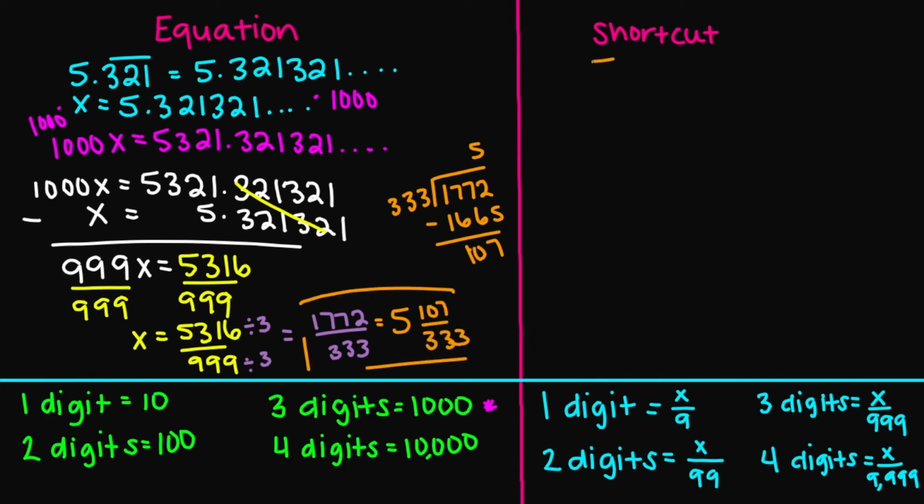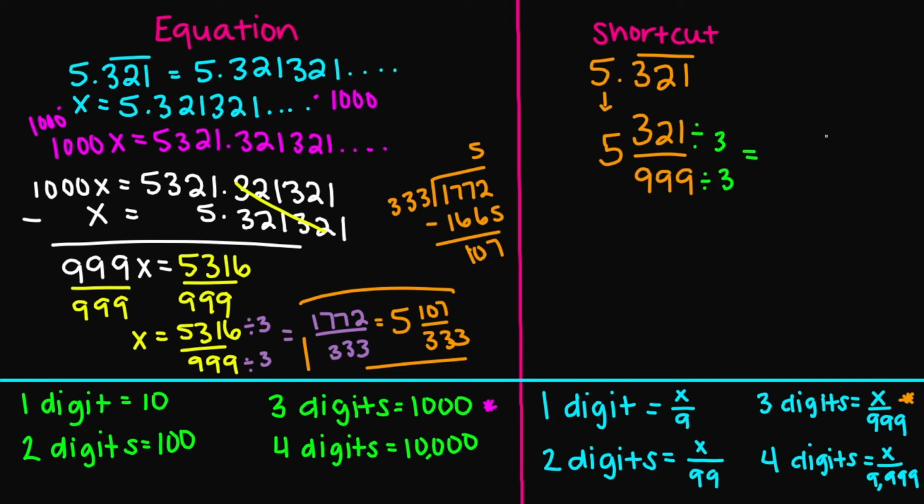So let's go ahead and try the shortcut way. 5.321 repeating. Since I have 3 digits that are being repeated, I'm going to put my number over 999. So I'm going to put 321 over 999. And then I'm just going to bring my 5 down here. However, I can simplify this because the number 3 goes into both numerator and denominator. My numerator, you're going to get 107. And then your denominator, you're going to get 333. And then I'm just going to bring my 5 over here. So your final answer is still the same as here.